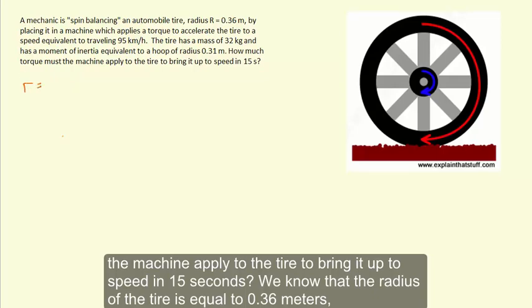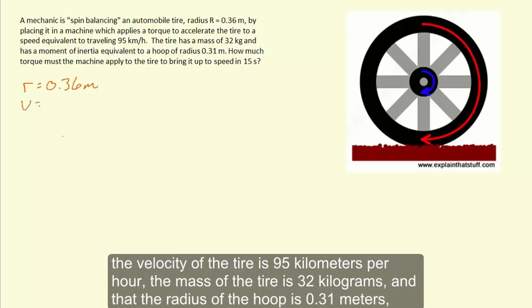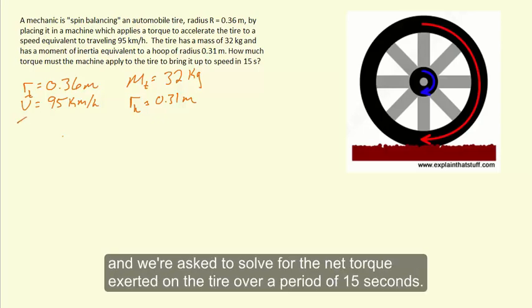We know that the radius of the tire is equal to 0.36 meters. The velocity of the tire is 95 kilometers per hour. The mass of the tire is 32 kilograms. And the radius of the hoop is 0.31 meters. And we're asked to solve for the net torque exerted on the tire over a period of 15 seconds.